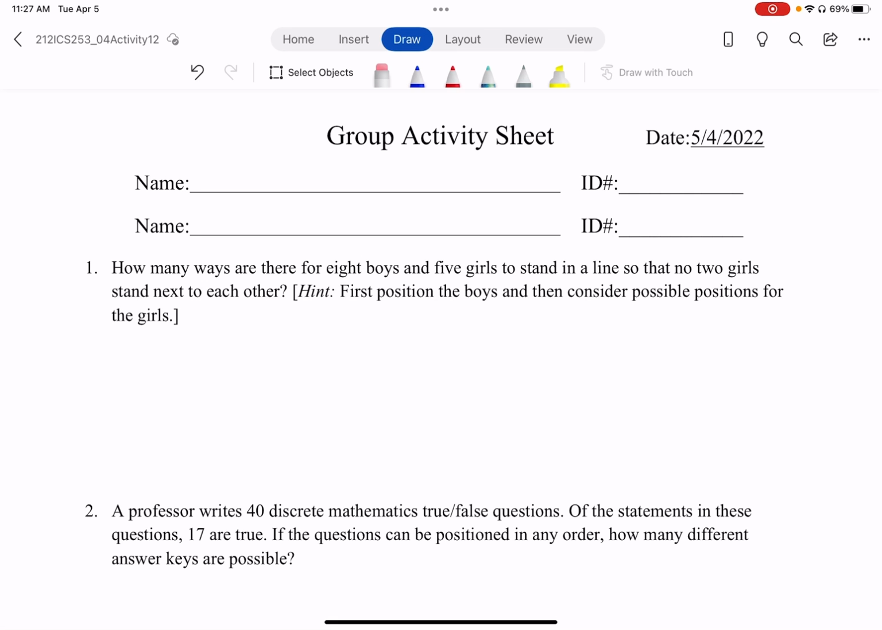And by the way, this is not only on combinations or permutations. This is on both permutations and combinations.